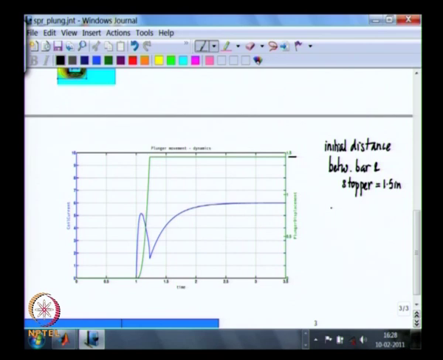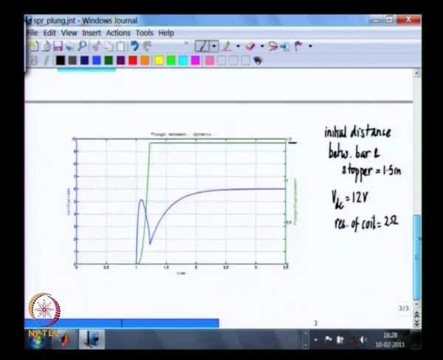and we are supplying a DC voltage equal to 12 volt, and the resistance of the coil is 2 ohms. Now with this one can see how the simulation has happened. The energization happens at this instant at t equal to 1 second. Until then the DC supply is not switched on, and you can see that the initial input current drawn is equal to 0. No current flows obviously before you switch it on.